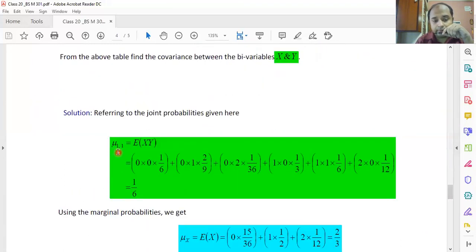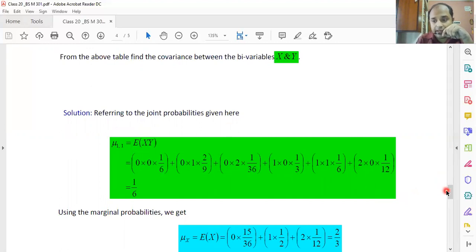Mu 1,1, oh sorry, there will be a prime sign over here. So there's a mistake. You just rectify this, or before uploading the notes in the Google Classroom, I shall rectify this particular portion. It should be mu 1,1 prime. The prime sign should be there. So mu 1,1 prime will be E of xy. Now E of xy is what? We have to consider the product of the two variables together along with their joint probability.